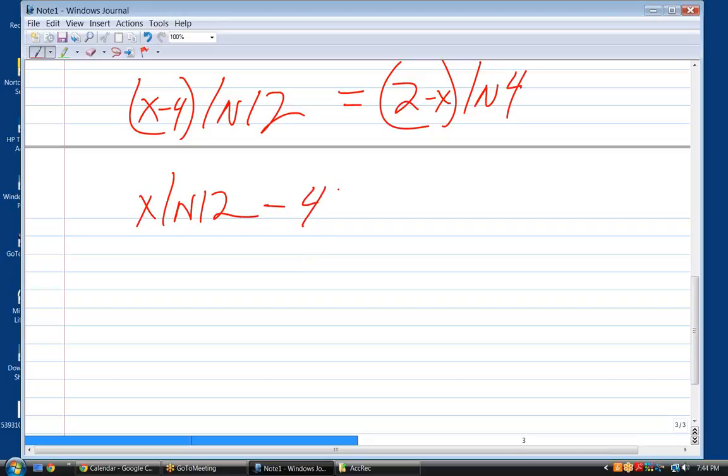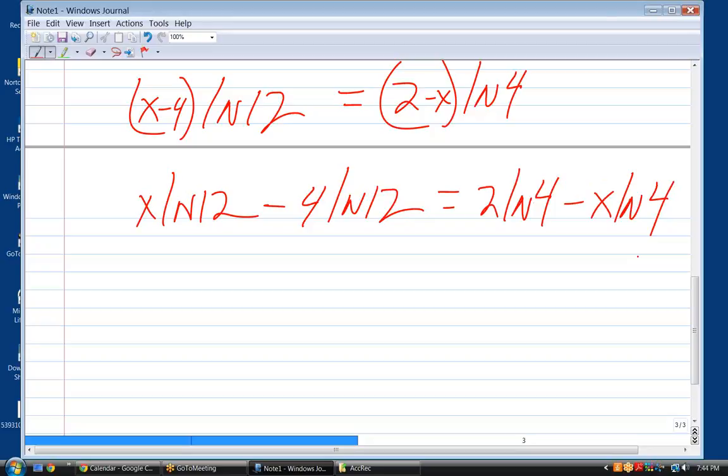Minus 4, is that how you would write it? I would write it like that because if I put the 4 on the other side, again, I'm not going to know whether that's 124. Or I could use parentheses, I guess. You can always put the argument in parentheses to make it clear. Okay, and then on the other side, what do we have? We have 2 natural log 4 minus x natural log of 4. All right. So now let's gather like terms.